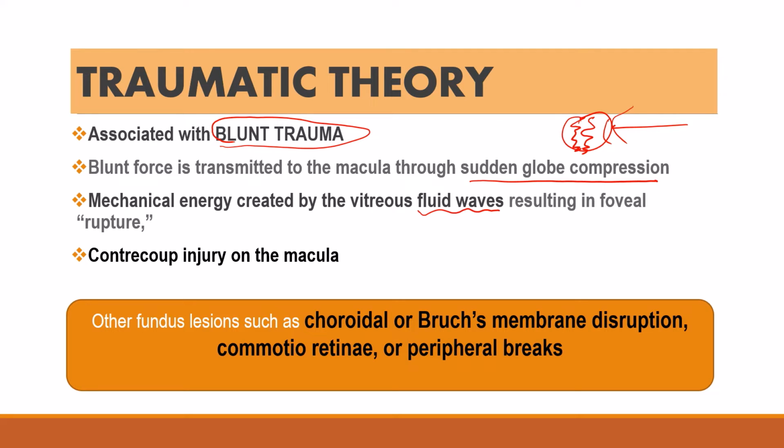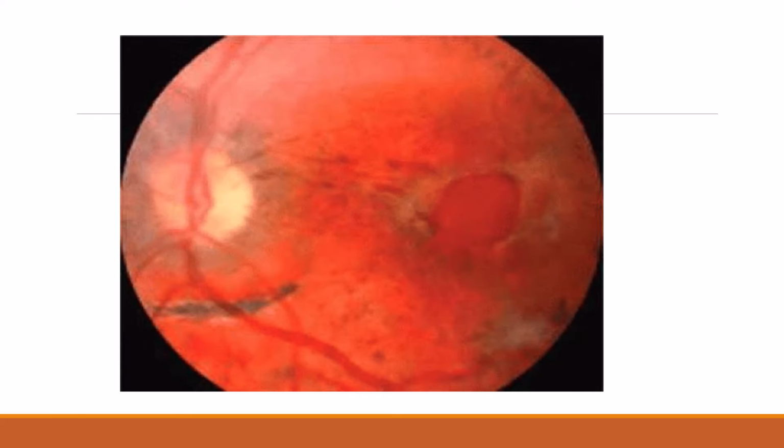How do you diagnose that this is because of trauma? Obviously there will be a history of trauma, and apart from that various other fundus lesions specific to trauma, like choroidal rupture or Bruch's membrane disruption, commotio retinae, which is also called Berlin's edema, and various peripheral breaks. All these indicate that there has been trauma, and trauma is the reason for the macular hole. In this picture you can see this patient had a history of trauma, and here you can see a choroidal rupture, and this is a macular hole.